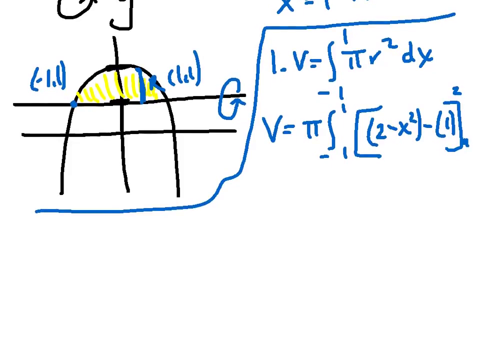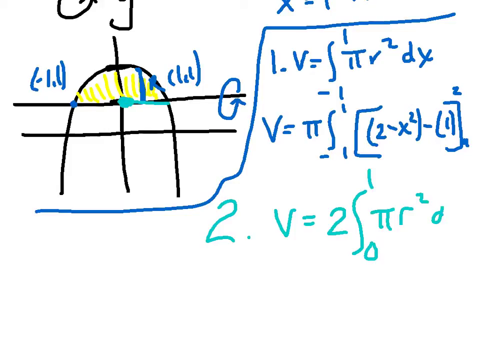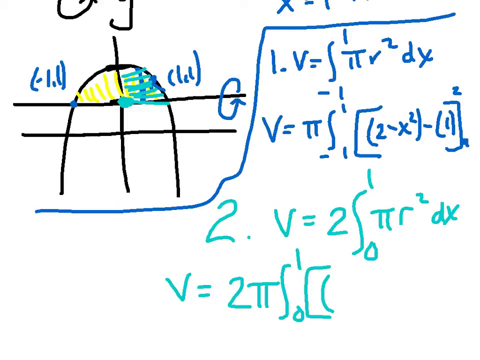So I'm going to say I could go that method, or I'm going to set up a separate integral, which is obviously equivalent. I'm going to say volume is 2, and if I go instead from 0 to 1 of pi r squared dx. Alright, so basically I'm just going to find this area once, or volume once, and double it. So I'm going to say that's 2 pi, 0 to 1, and my radius isn't changing. My upper is still 2 minus x squared minus 1, and it's that quantity squared dx.